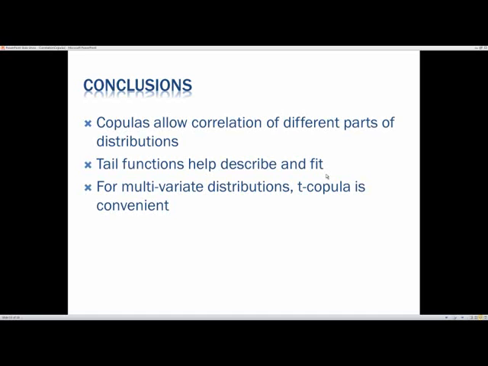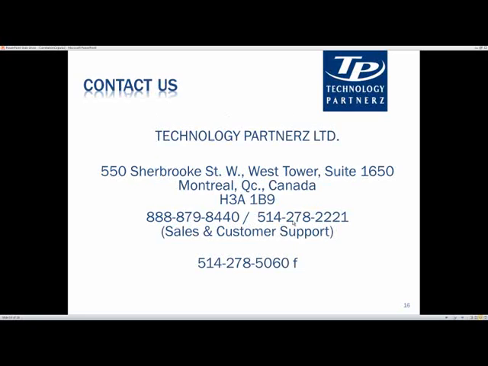So conclusions. Copulas allow correlation of different parts of a distribution. The tail function helps describe and fit, as we mentioned earlier. And if you're working with a multivariate distribution, the T copula is convenient, though it's not the only copula you could use for that.